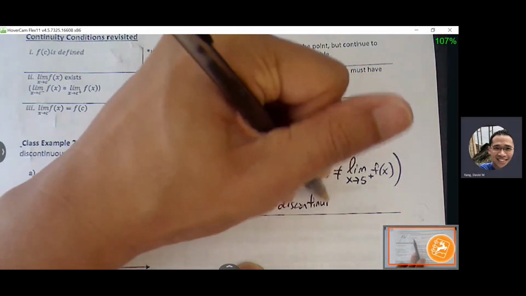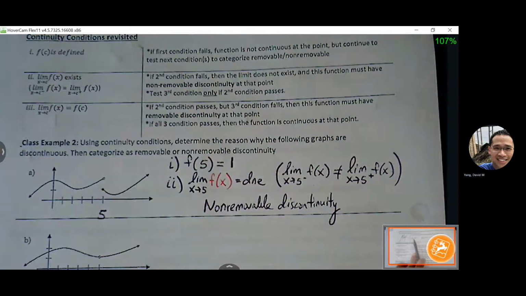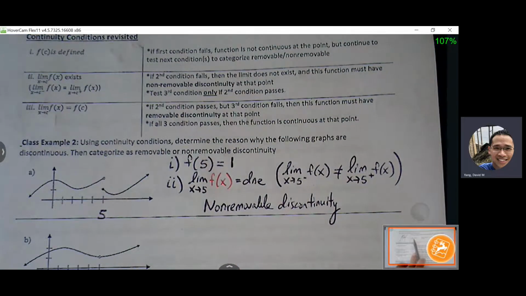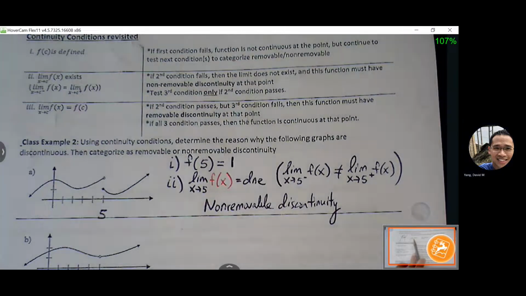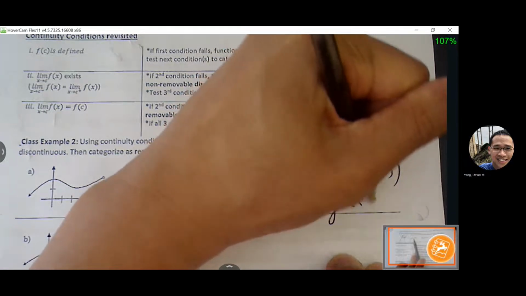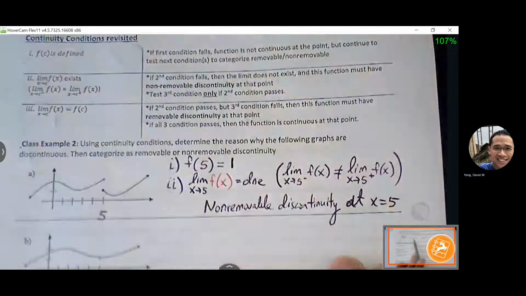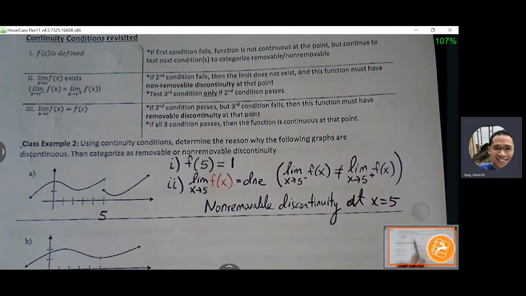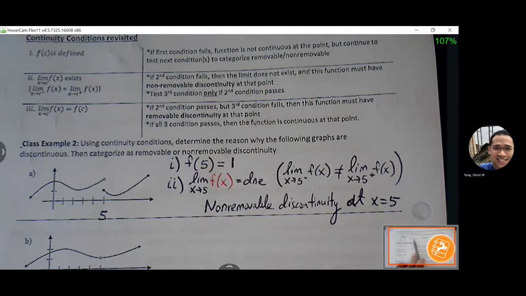Now make sure that when you write out the discontinuity, you've got to specify the point, right? This is not discontinuous everywhere. It's just at a very specific point. So at where? At x equals 5. All this test is just for one single point, right? We're not testing any parts of the graph except for this one single point.